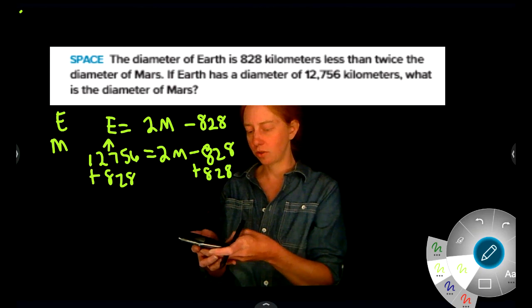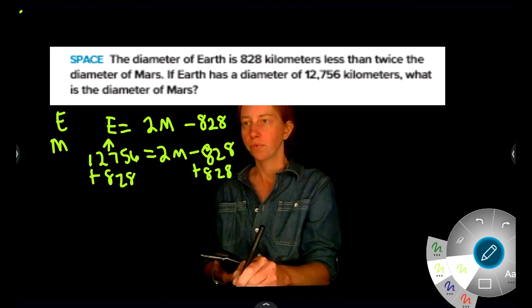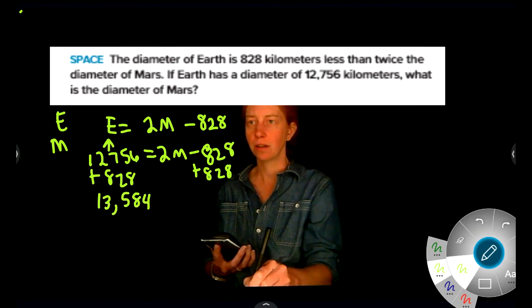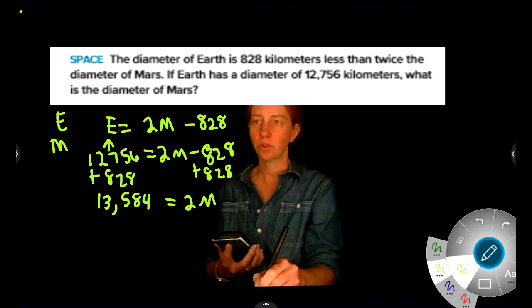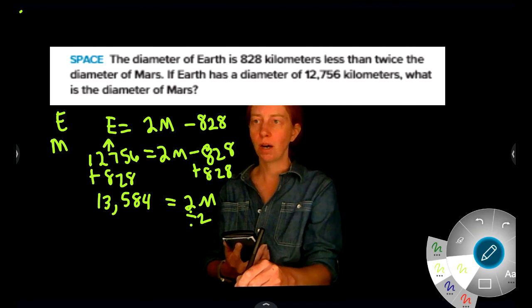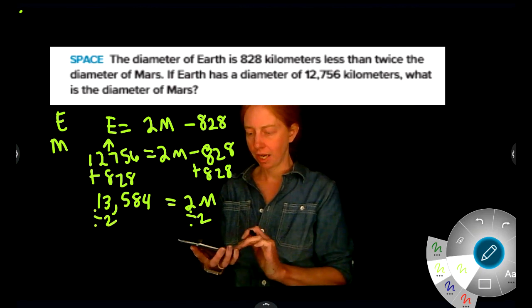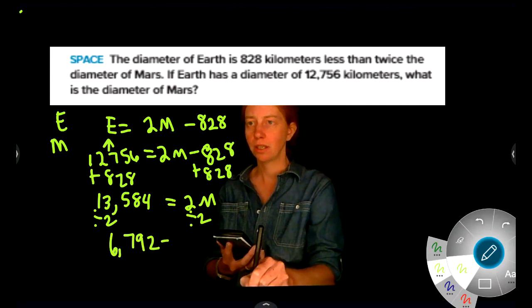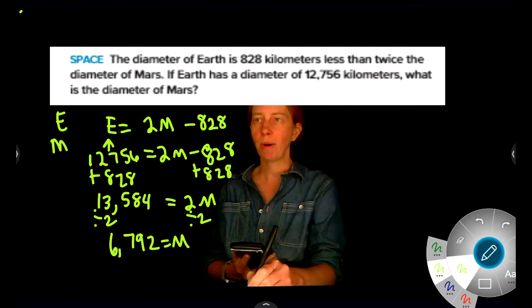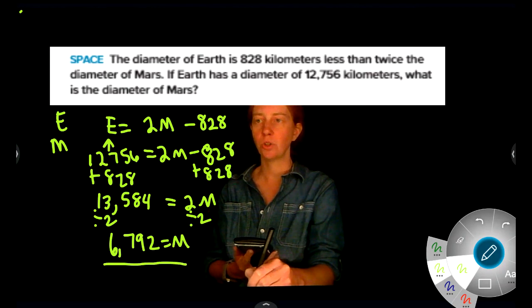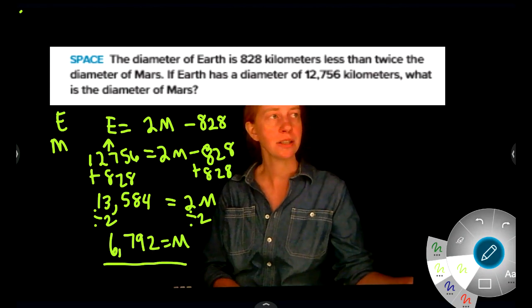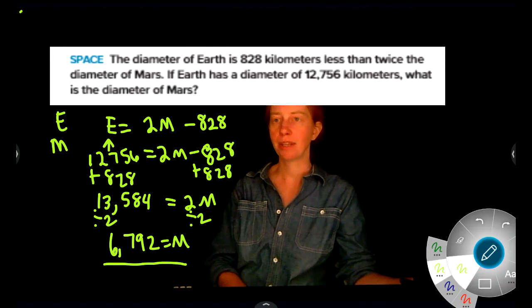12,756 plus 828 is 13,584. So 13,584 equals the 2m. Now we're going to divide by 2 on both sides. I'm just going to divide by 2. So now I have 6,792 equals m. So that means if I go back to the question, the diameter of Mars is 6,792 kilometers. Okay. Now I'm going to show you guys one more example, and then we will stop this video.